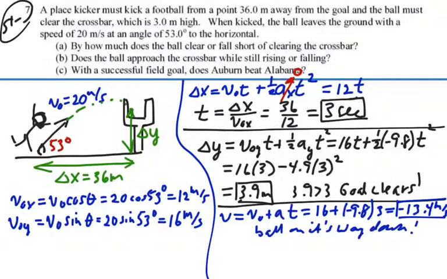So, with a successful field goal, does Auburn beat Alabama? Of course. Auburn beats Alabama. No. Alabama beats Auburn because the field goal is wide right. So Alabama beats Auburn unless somebody's in the end zone and catches the ball and runs it back. But we're not going to talk about that. So we'll just leave it there. One of the teams will win.